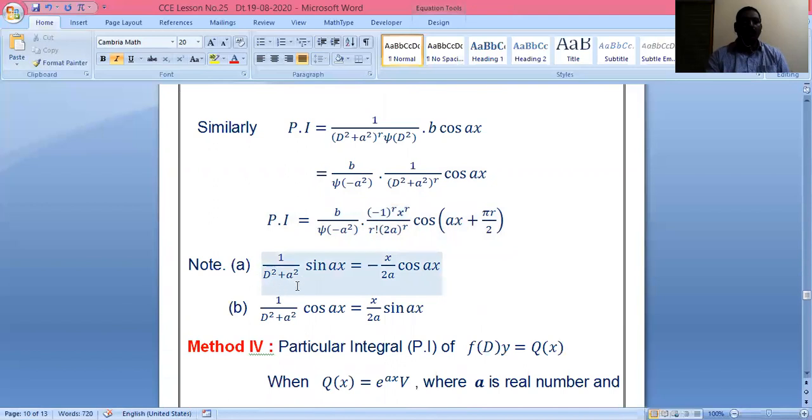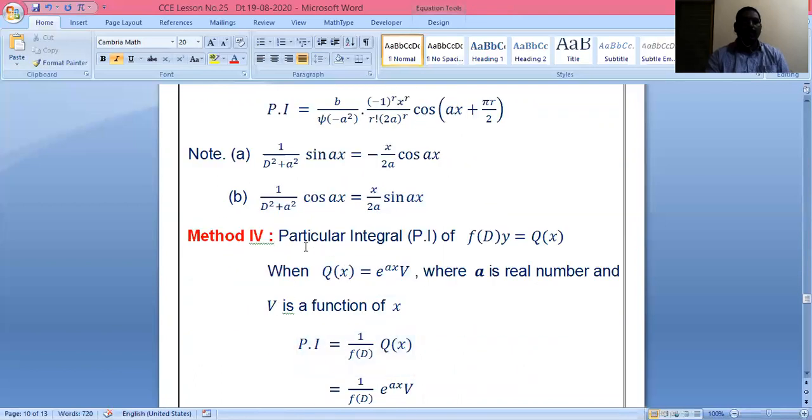1 by D square plus a square into sin ax is equal to minus x by 2a into cos ax. 1 by D square plus a square into cos ax is equal to x by 2a into sin ax.